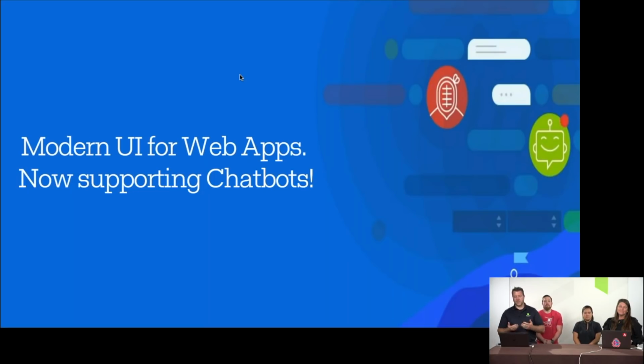So where you're joining us from, good morning, good evening, good afternoon, wherever you are. We're going to be going through everything that's new in the R2 2018 release. Before we begin, I would like to go through some housekeeping items. The first thing to mention is the theme for this release is basically building a modern UI for web apps with now support for chatbots, which is actually pretty interesting. We'll be talking about that in a second.